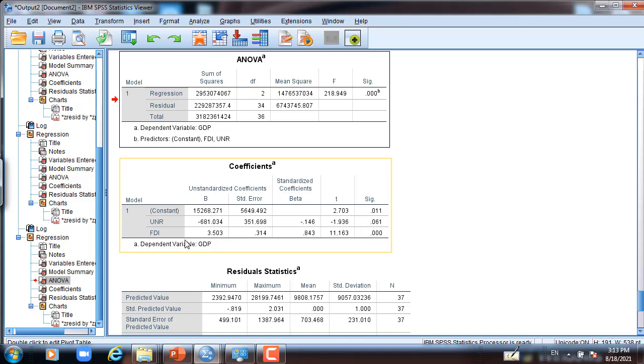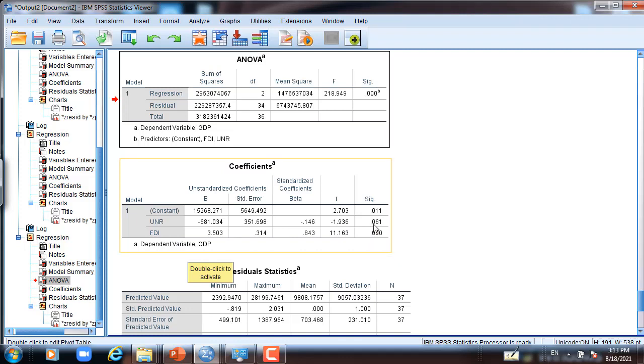Unemployment, as you can see here, the p-value is more than 5%, which is 6.1%, so it has no influence on the dependent variable GDP, and this is negative and not significant. So the unemployment rate has no influence on the dependent variable GDP, as the p-value of 6.1% is greater than 5%.